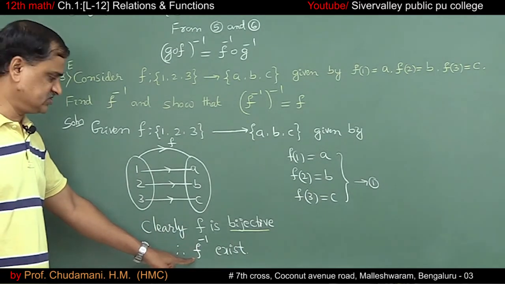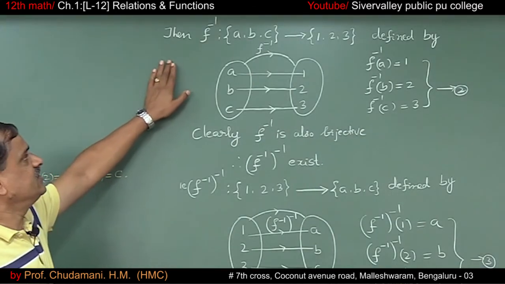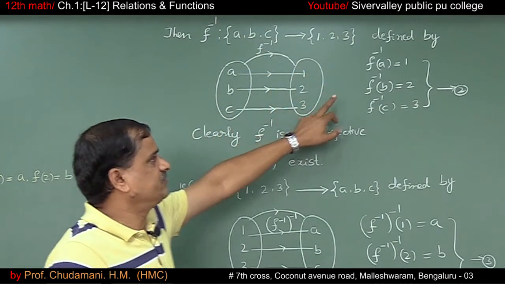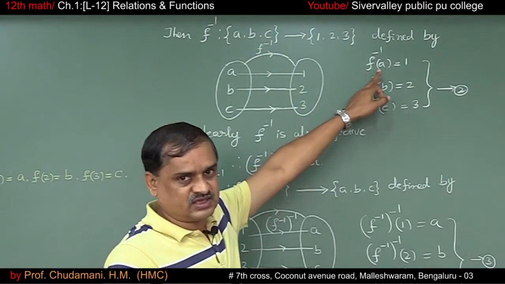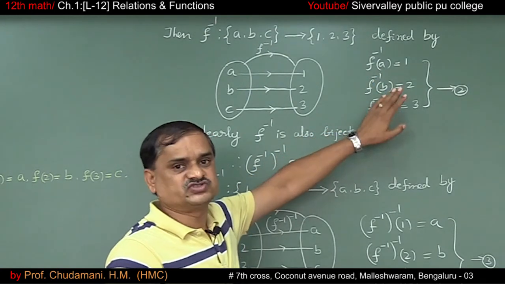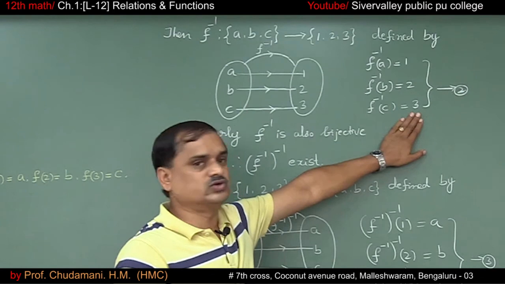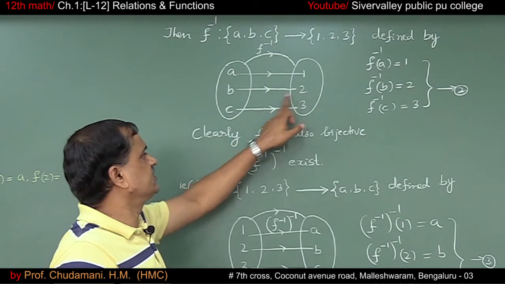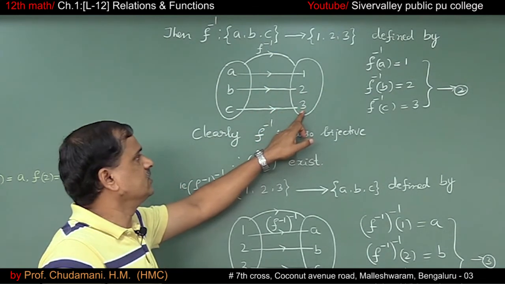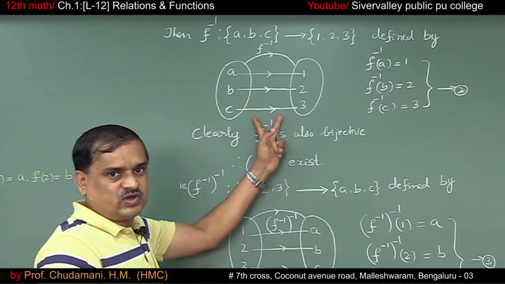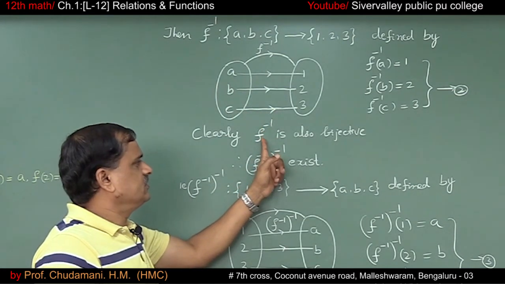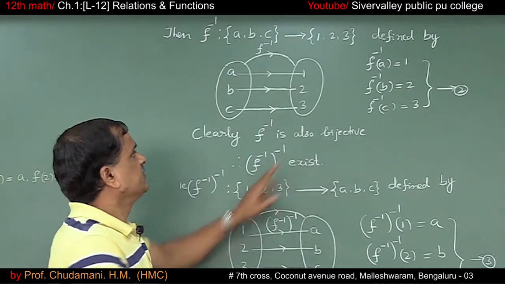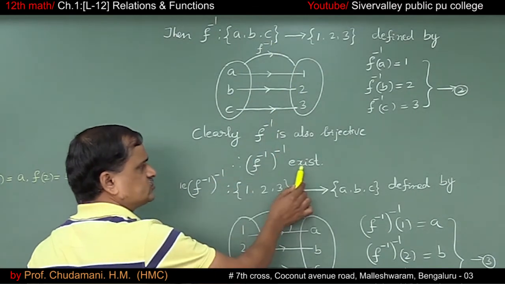F inverse exists. Then F inverse from the set {A, B, C} to the set {1, 2, 3} is defined by F inverse of A equals 1, F inverse of B equals 2, F inverse of C is equal to 3. Say equation 2. So A associated to 1, B associated to 2, C associated to 3. Clearly it is both 1-1 and onto. So F inverse is also bijective.